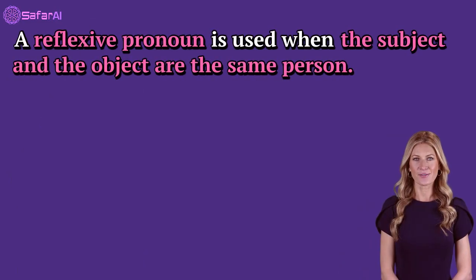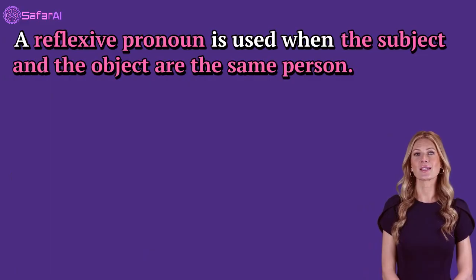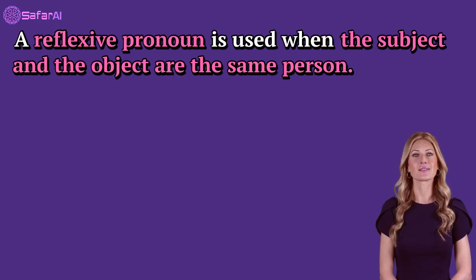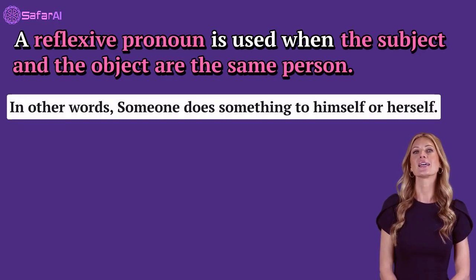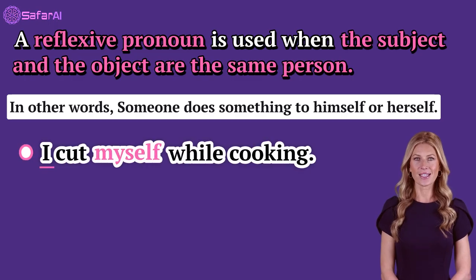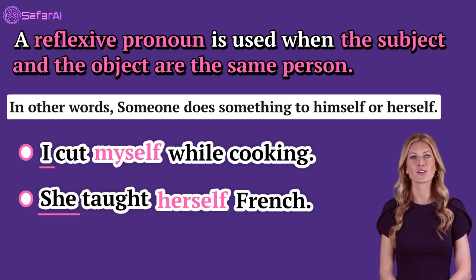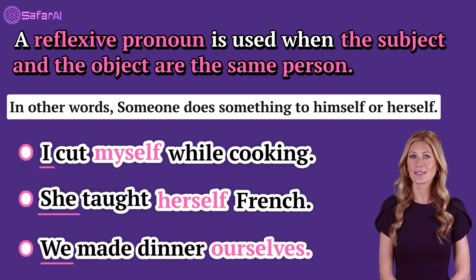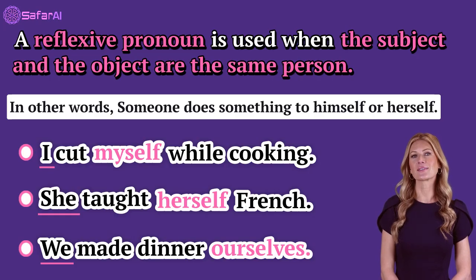What is a reflexive pronoun? A reflexive pronoun is used when the subject and the object are the same person. In other words, someone does something to himself or herself. Examples. I cut myself while cooking. She taught herself French. We made dinner ourselves.